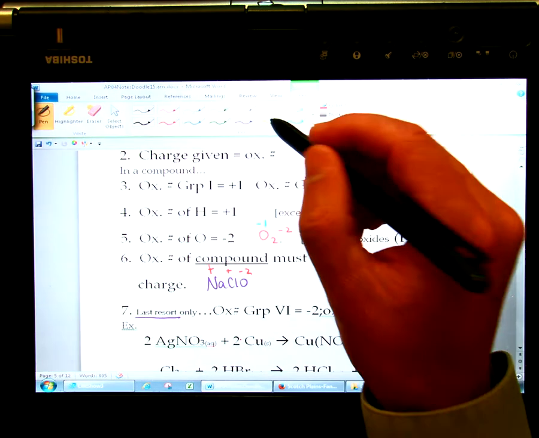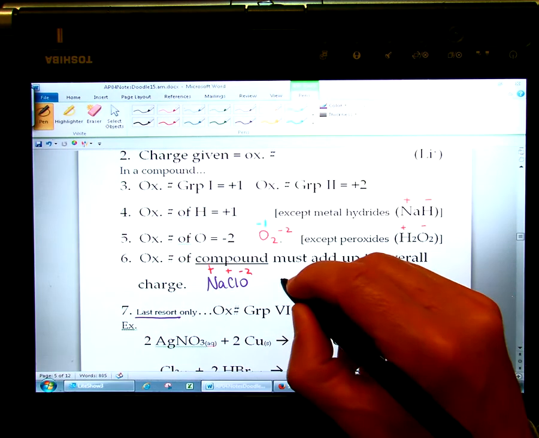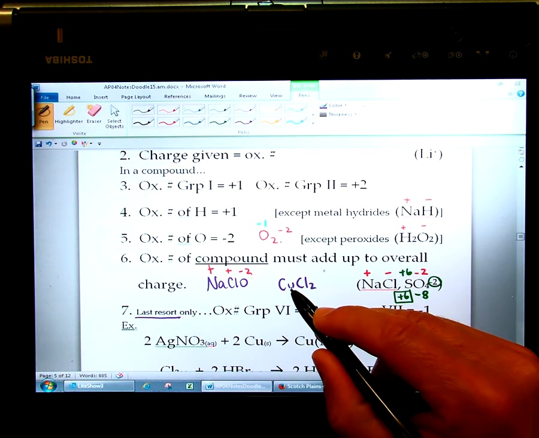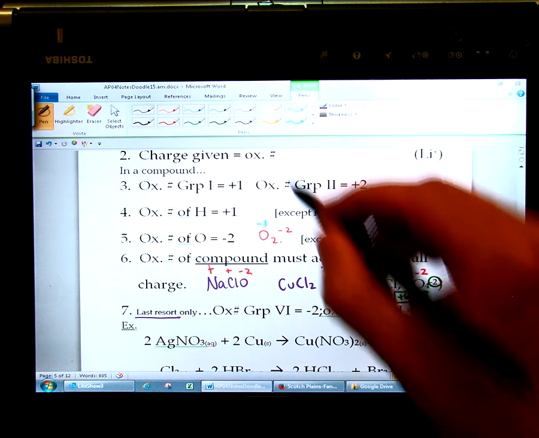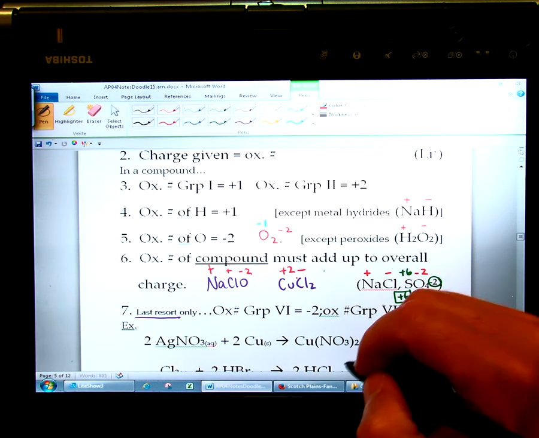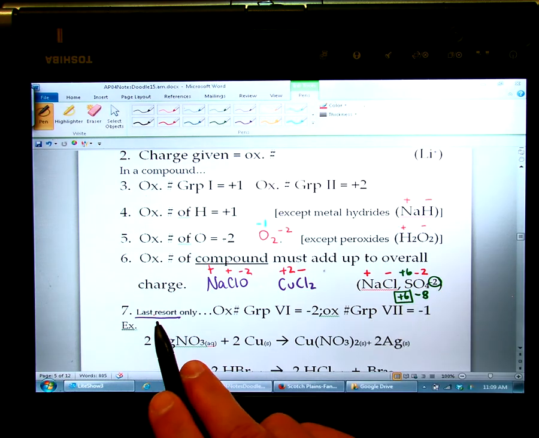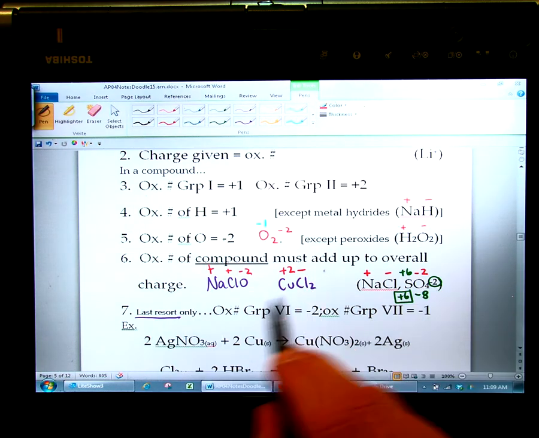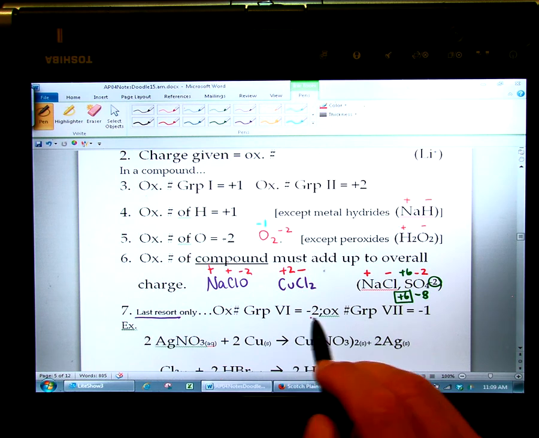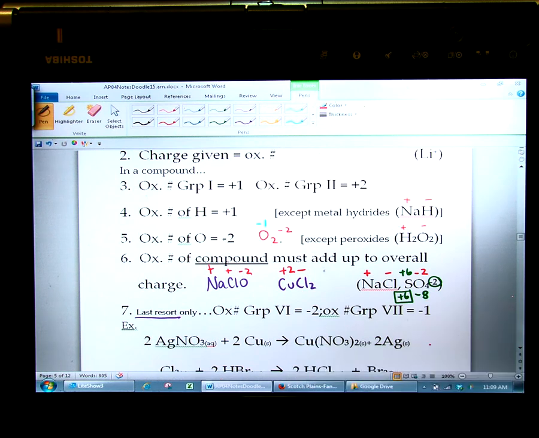A last resort situation would be something like CuCl2. Now, you know copper is either +1 or +2, and you have no idea which one it is. So you'd have to understand that the chlorine must be a -1 here. So therefore, the copper must be a +2. So last resort means it's last in the formula, and it means you have no other options, but you have to use a -2 for group 6 or a -1 for group 7.